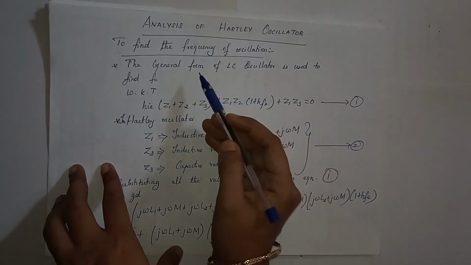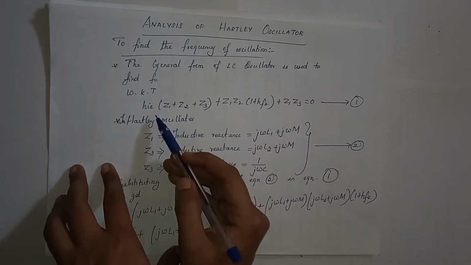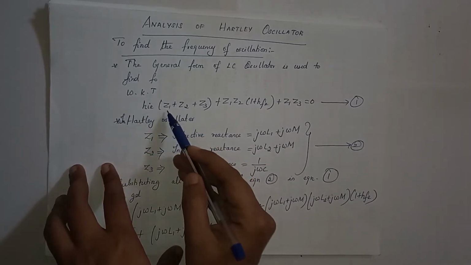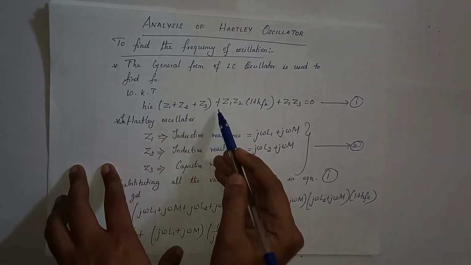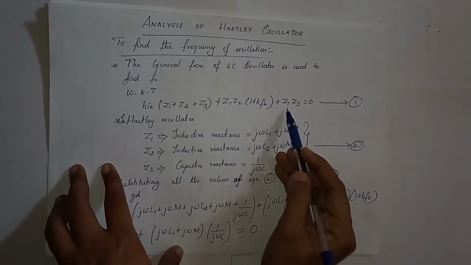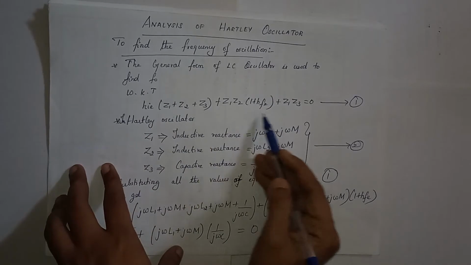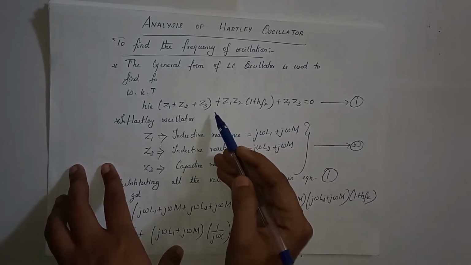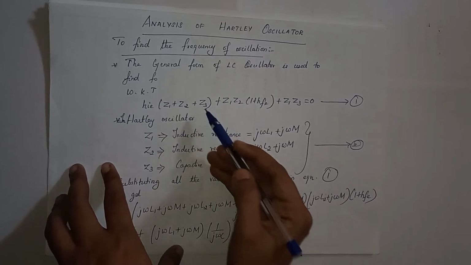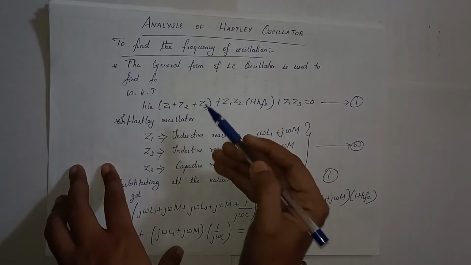This is the equation that we derived in the last class, and we know that the equation of the general form of the LC oscillator is given as hie into (Z1 plus Z2 plus Z3) plus Z1 into Z2 into (1 plus hfe) plus Z1 into Z3 is equal to 0. So this is the general form of the LC oscillator. Now we'll substitute the values of Z1, Z2 and Z3 in this equation to find the frequency of oscillation for the Hartley oscillator.